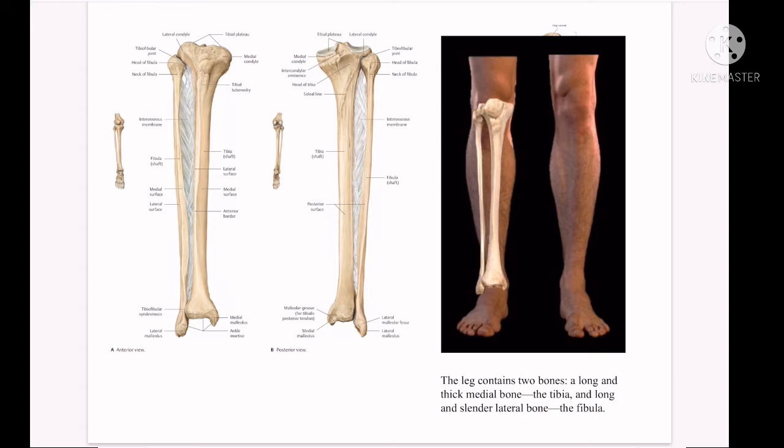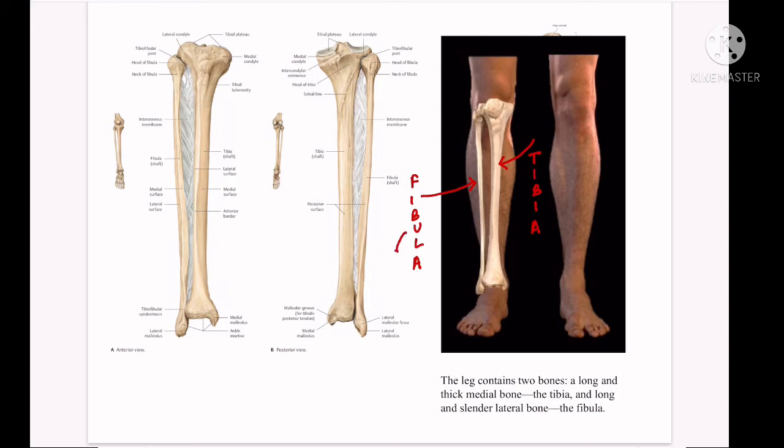Today we will discuss the fibula. We know that our leg contains two bones. One of them lies medially, which is known as the tibia. So the medial bone we are seeing here is the tibia, whereas the other bone, which lies laterally, is known as the fibula. Both of them are long bones, but the tibia is thicker and stronger, whereas the fibula is slender and weaker.